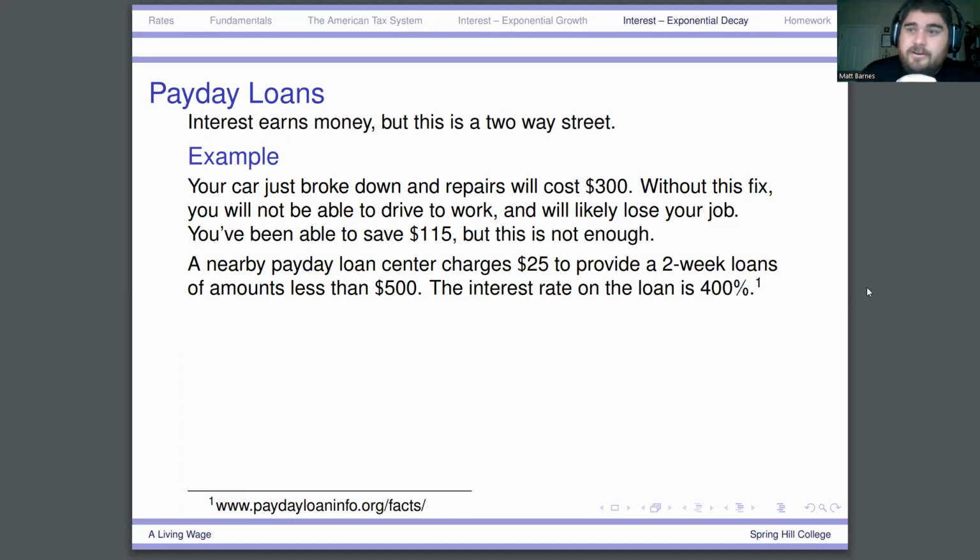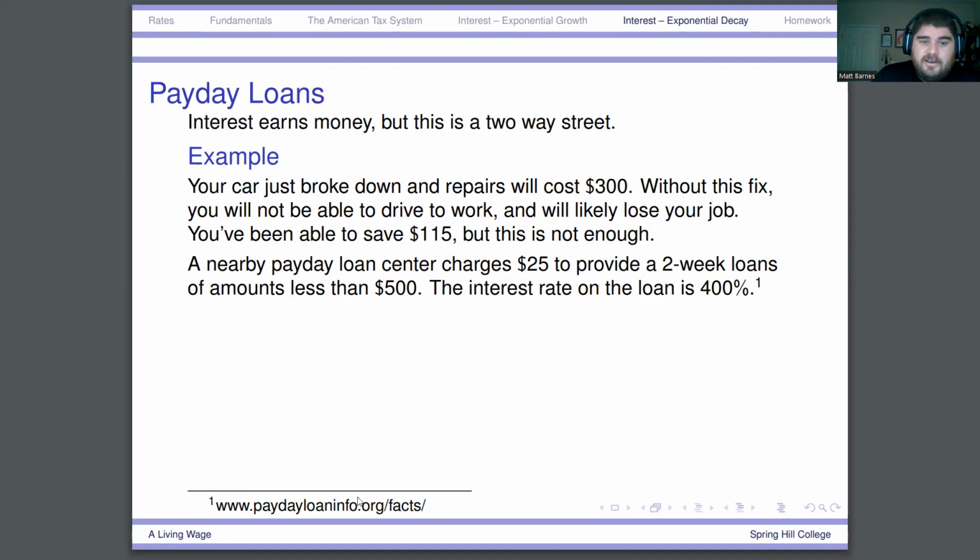So let's run through a scenario here. Your car just broke down and the repairs are going to cost $300, right? If you don't have your car, you can't drive to work, and you'll lose your job because you need to be at your job to do your work. You've been able to save $115, but it's not quite enough. There is a place nearby that will give you a loan, right? For any amount less than $500, you just have to pay $25 up front, and then they will provide a 2-week loan, and the interest rate is 400%.